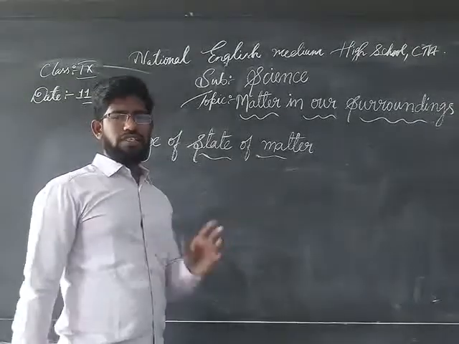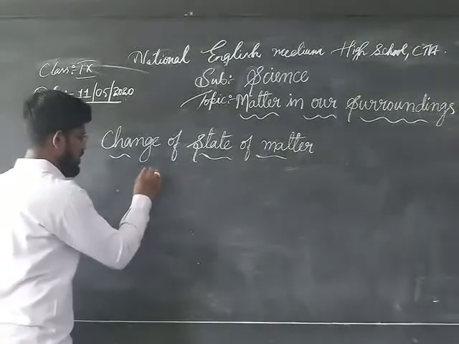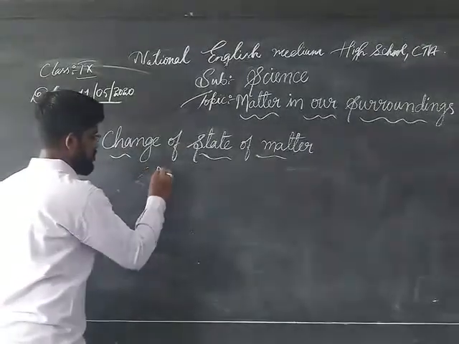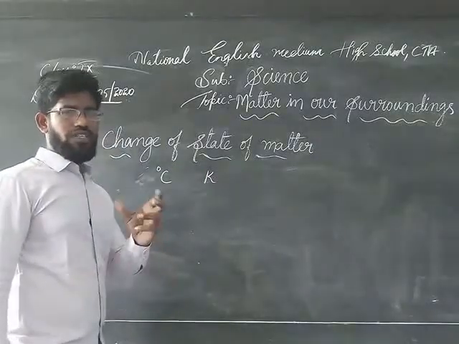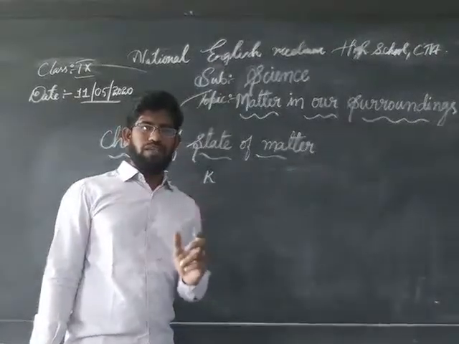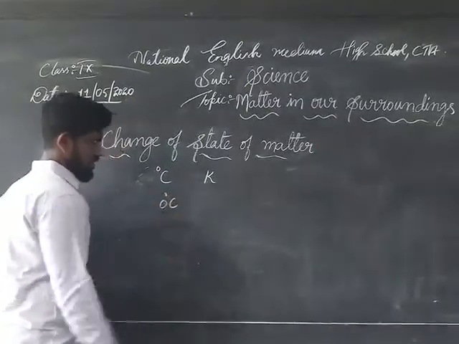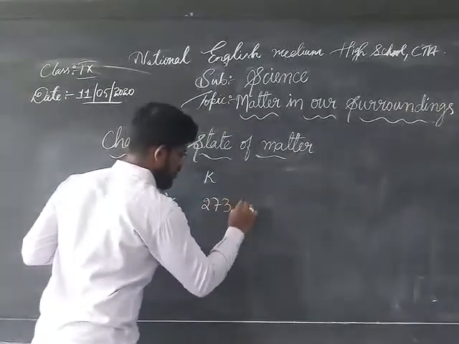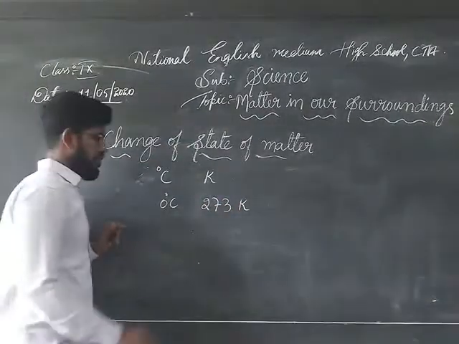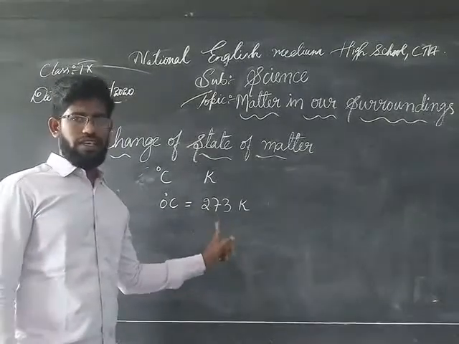Let us see how the scale will change. There are two scales we are using. One is degree Celsius and another one is Kelvin. Understand? Okay. What is the melting point of ice? Yes, of course, 0 degree Celsius. In Kelvin, 273 Kelvin. So it means that 0 degree Celsius is equal to 273 Kelvin.